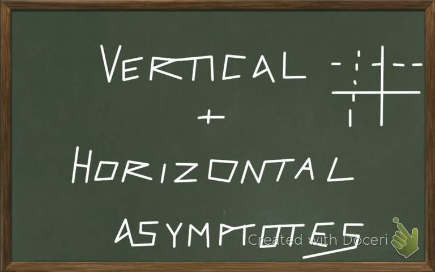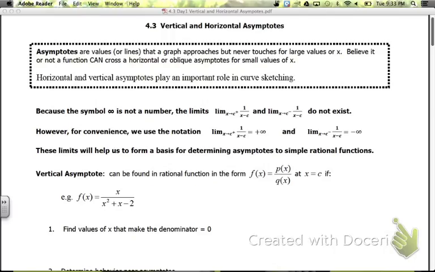Today we'll be looking at vertical and horizontal asymptotes. So to begin, let's look at what asymptotes are. Asymptotes are values or lines that a graph approaches but never touches for large values of x. Believe it or not, a function can cross a horizontal or oblique asymptote for small values of x.